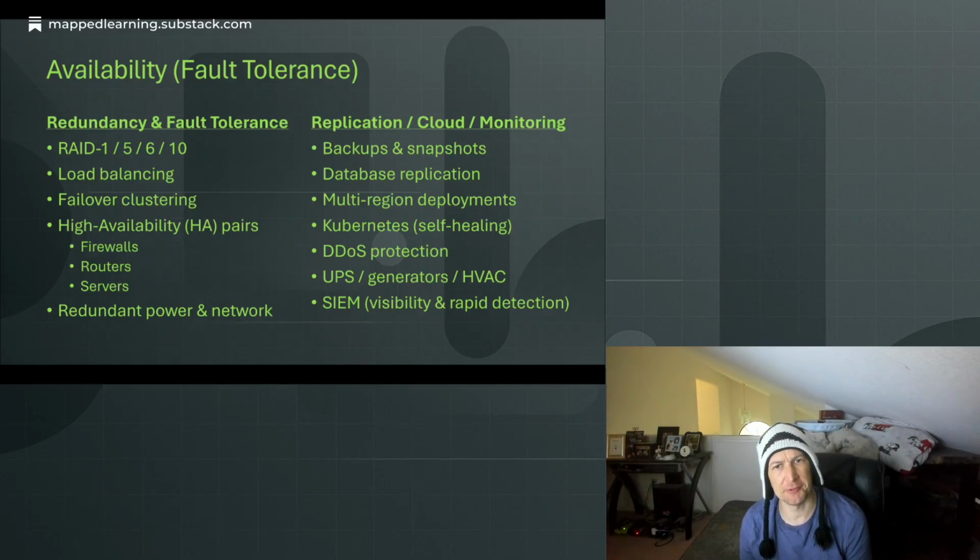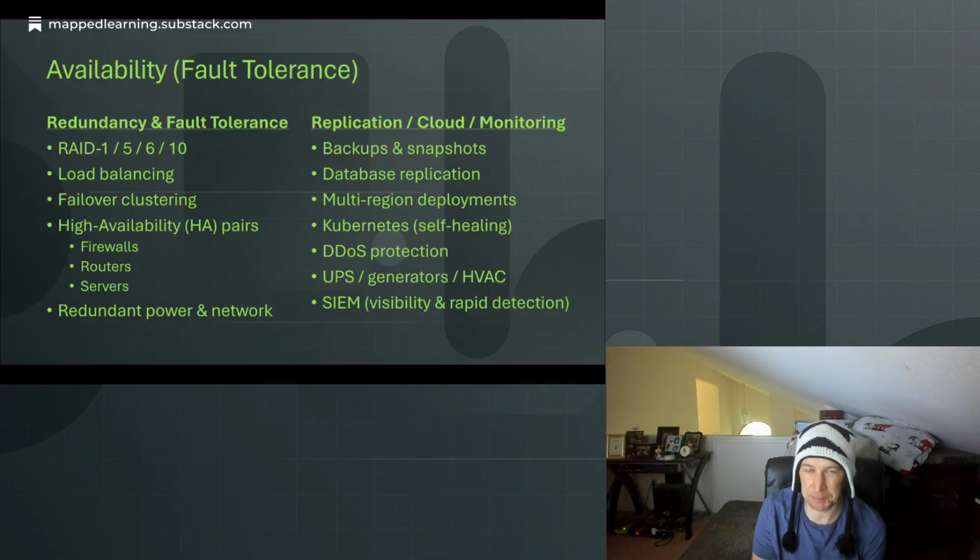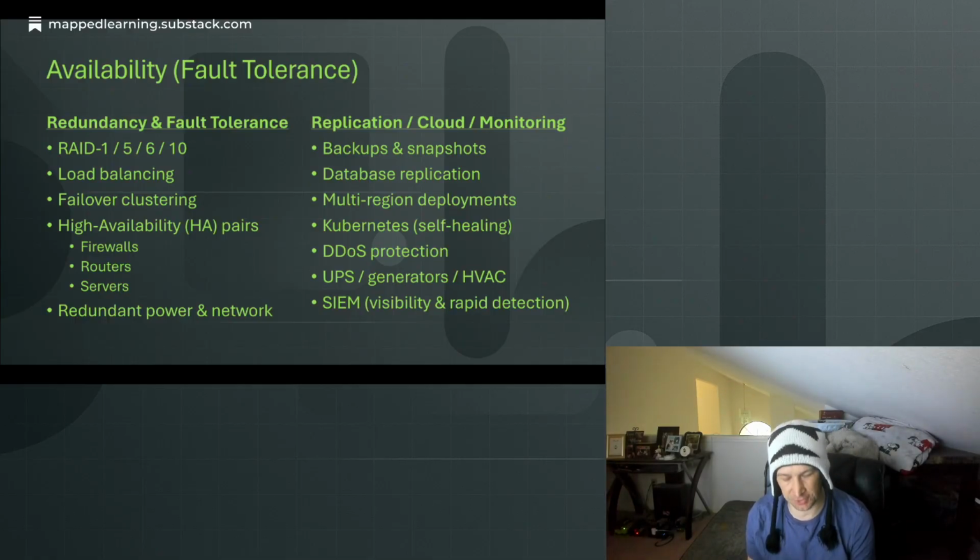And then finally, with availability, how do we increase the availability of something? Well, this is where we call it fault tolerance. And those two words mean something specific. Fault means something failed. Tolerance means I can protect against it. So it's the practice of preventing a failure from disrupting the availability of something. And here are some examples.